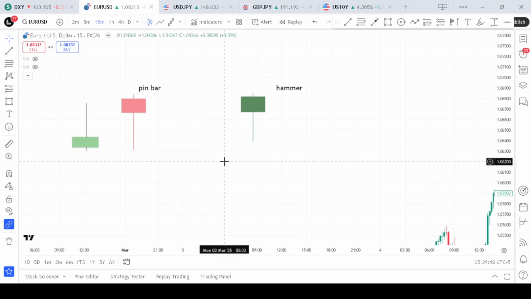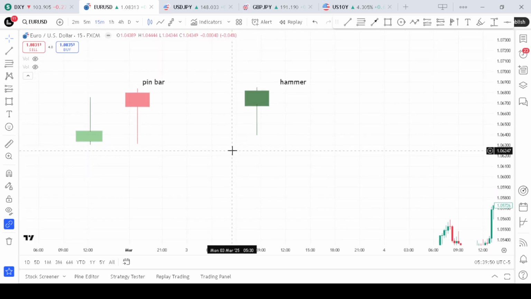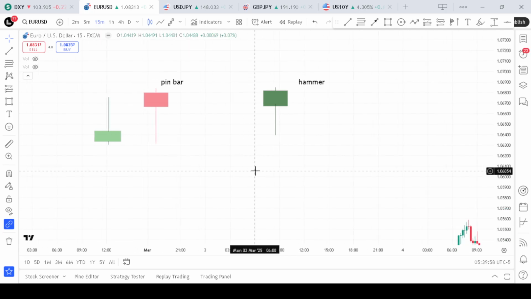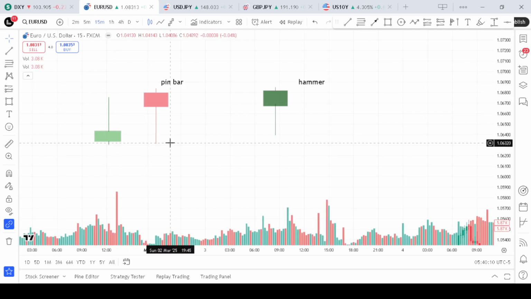When you identify a hammer pattern, it often signals that the downtrend might be losing momentum and a bullish reversal could be approaching. This pattern is particularly noteworthy when it appears after an extended downtrend and it is accompanied by a high trading volume. So while making use of this pattern, our volume indicator is also important.